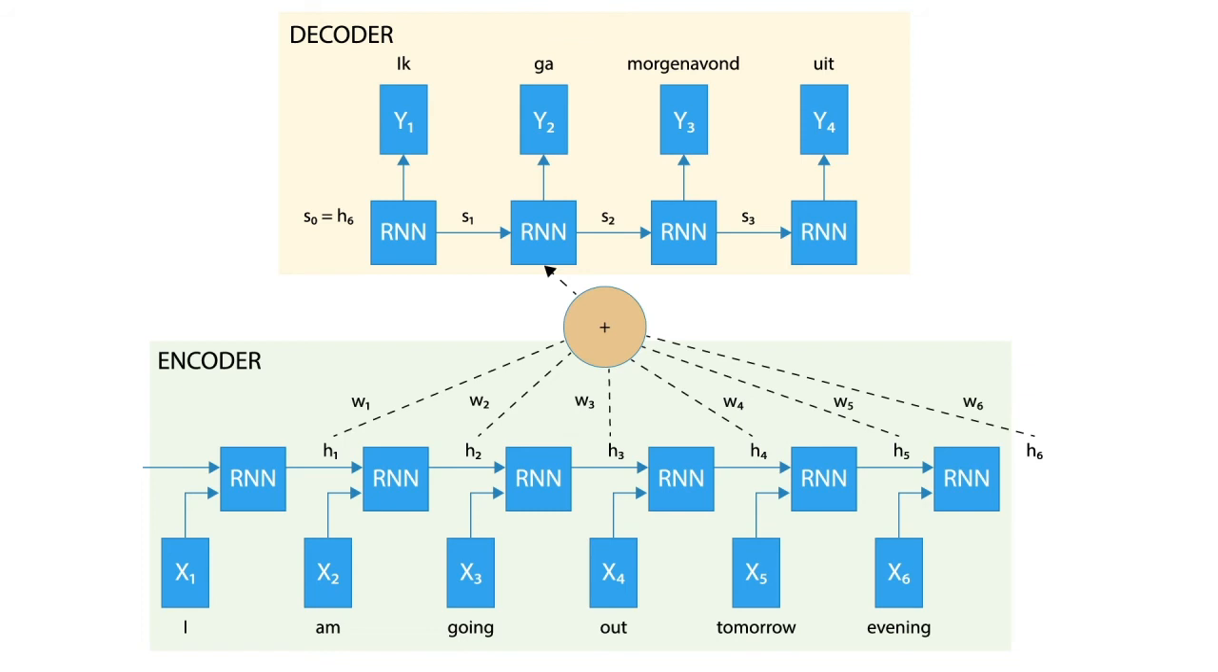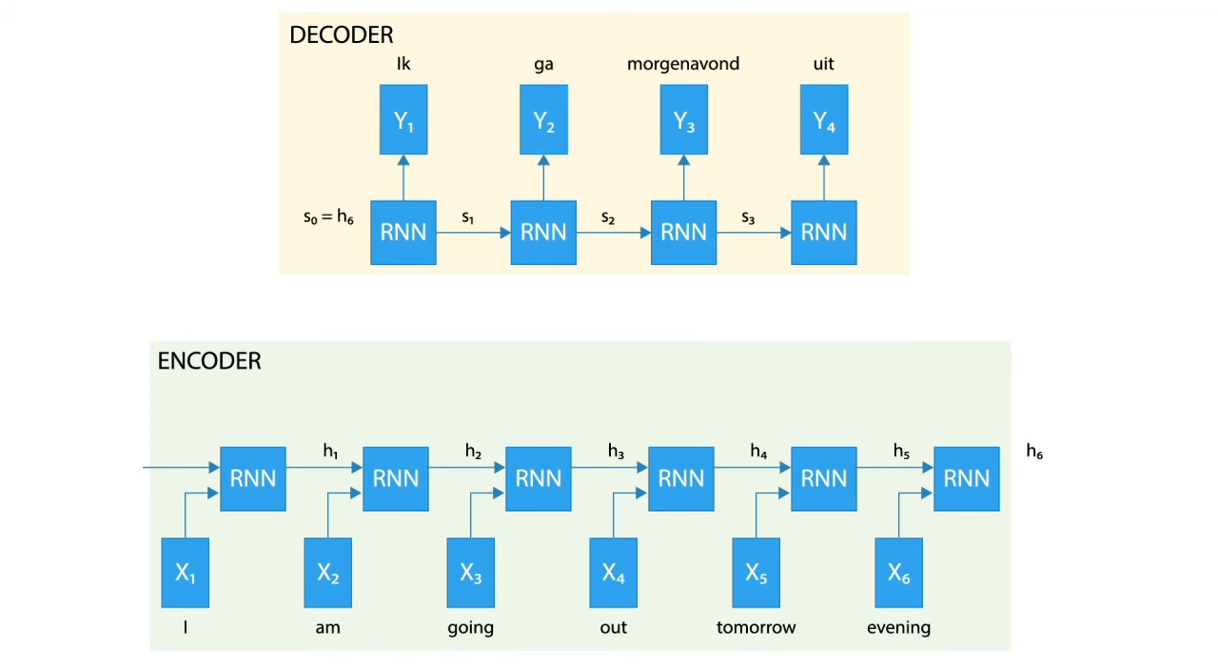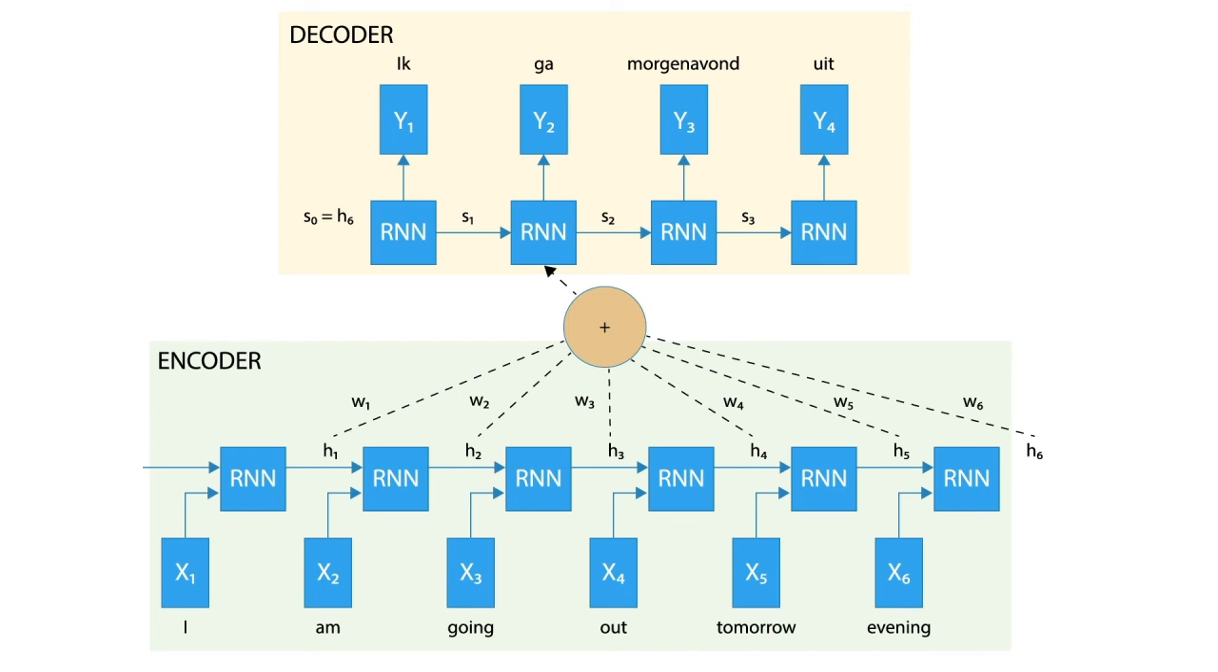The important part is that the decoder output word, for example Y2, "ga", now depends on S1 and on a weighted combination of all the input states H1 to H6. The weights Wt define how much each of the input states Ht should be considered for the output Y2. The weights should sum up to 1.